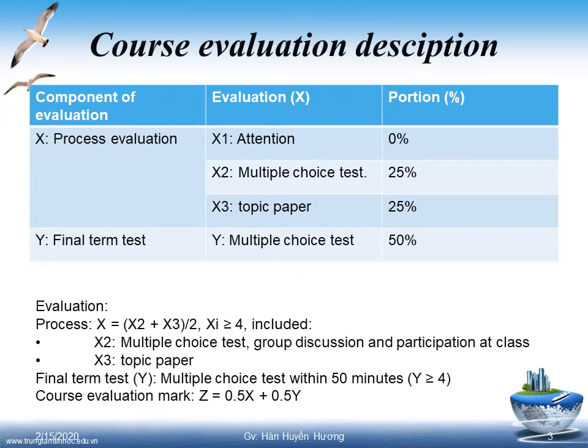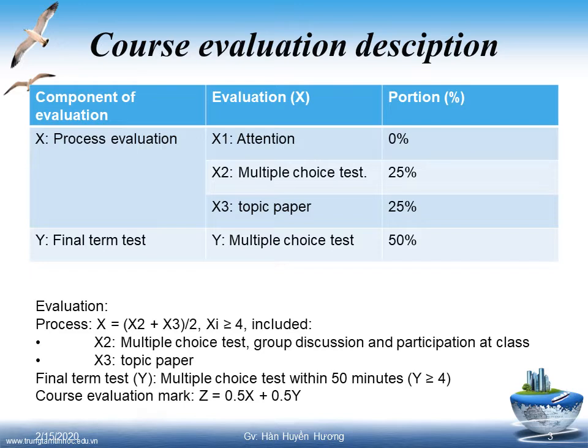The next content is course evaluation. As you see on the slide, attendance does not play a role in the evaluation, but this part will decide whether you can go to the final term test or not. X2 is a multiple choice test in class, and X3 is a topic paper. The average of X2 and X3 is X, which contributes 50% to your course evaluation.